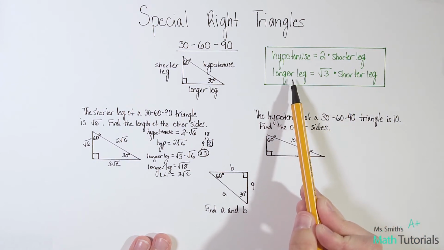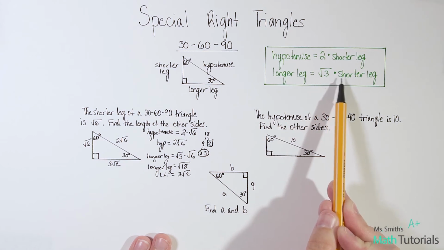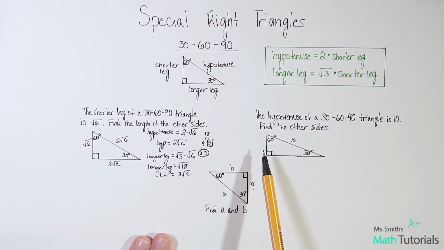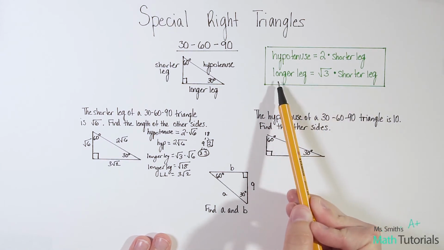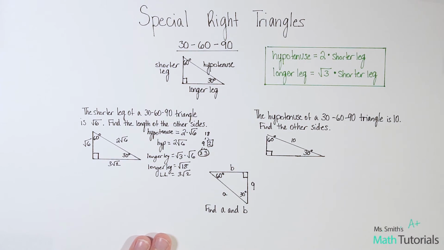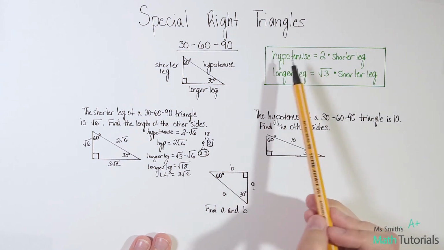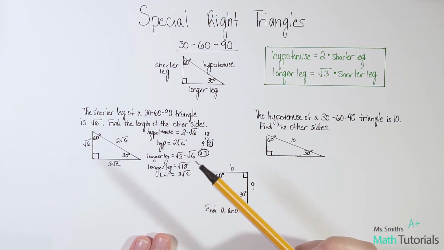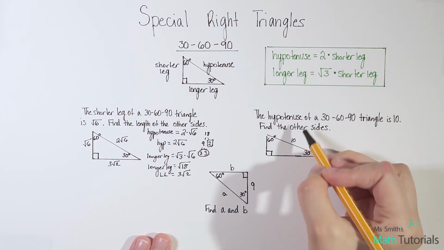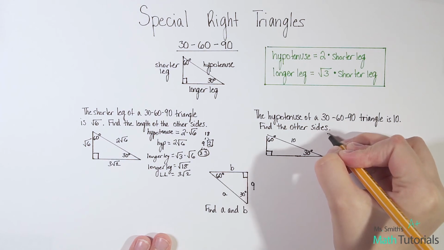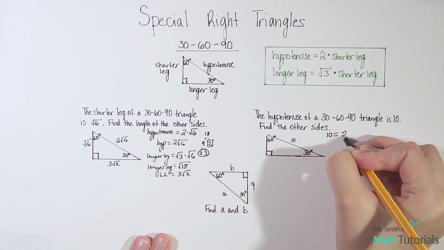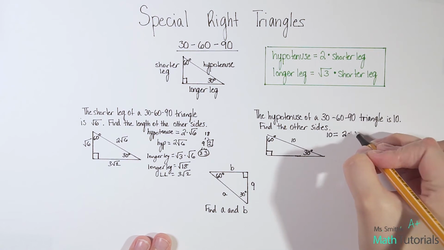Or longer leg equals square root of 3 times shorter leg. Well, I don't know the longer leg, and I don't know the shorter leg, so I cannot start with that second rule. I can only start with the one rule I at least know some part of, right? I know the hypotenuse, so I have to start with the first rule. So let's use it. Hypotenuse equals 2 times the shorter leg. Well, the hypotenuse is 10, so we got 10 equals 2 times the shorter leg.